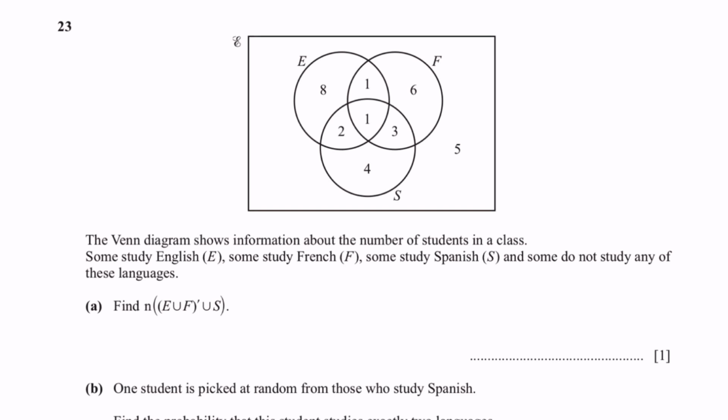Next, question 23. The Venn diagram shows information about the number of students in a class. Some students study English. These are all the students that study English. Some students study French and some students study Spanish. And some do not study any of these languages. The ones that don't study any languages fall outside of the circles. Find the number of students in E union F, this means without, and then union again with S.